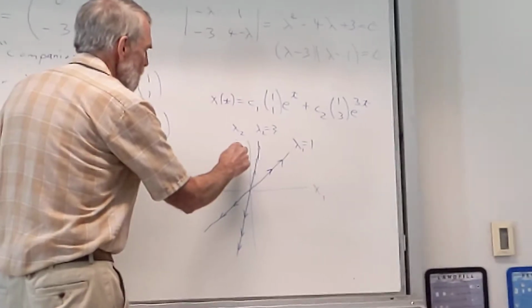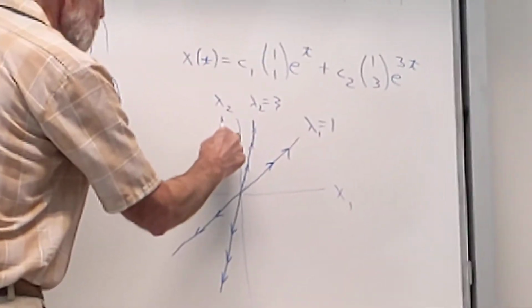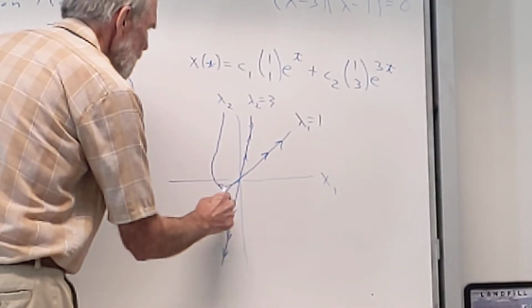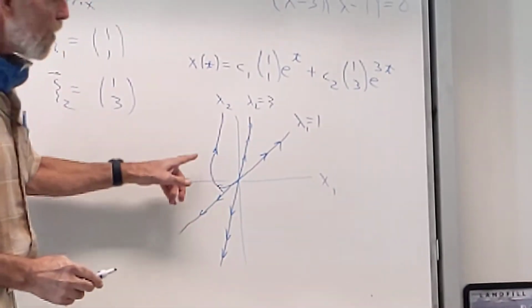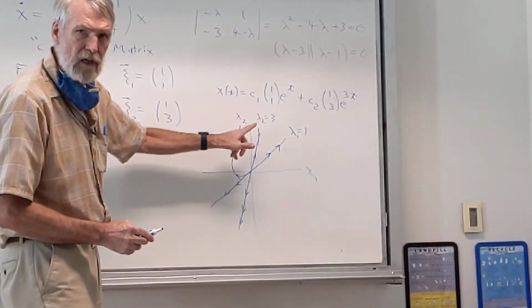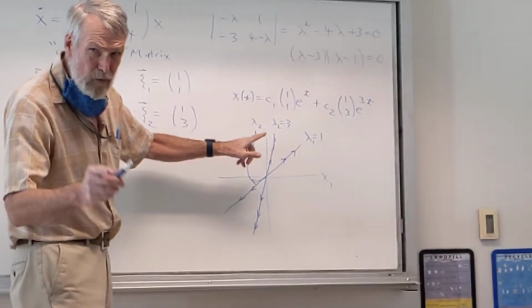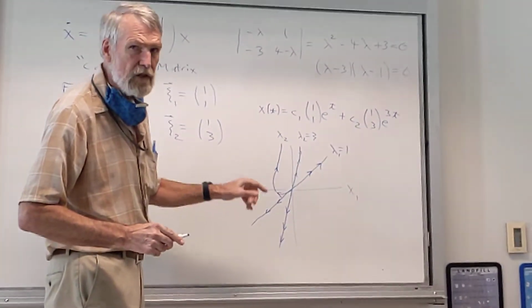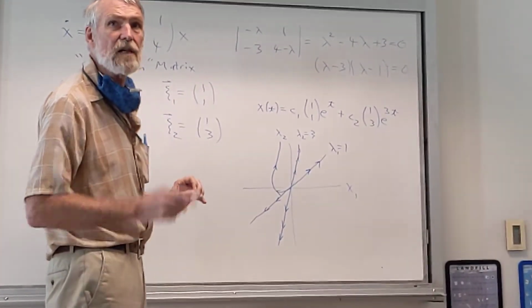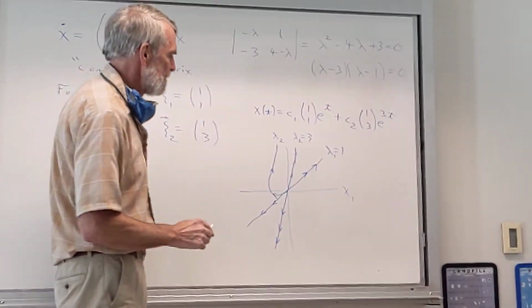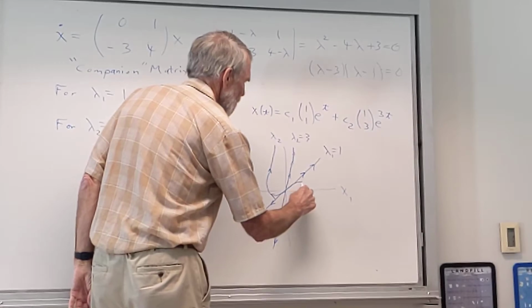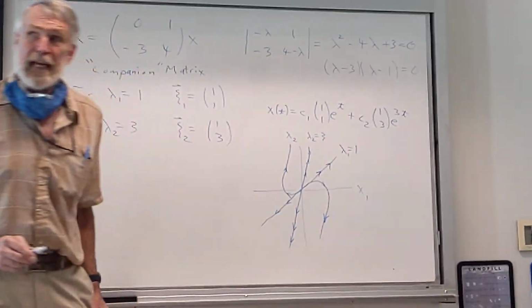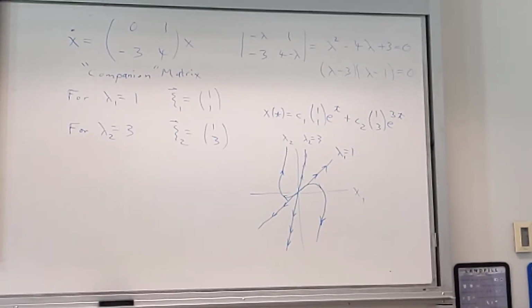So if we want to go backwards in time, we're going to start by going parallel to this one and then come in along the other one. Why? Because it's growing faster in this direction. You agree e to the 3t grows faster than e to the t. That's all it's saying. If the value of lambda is positive, it goes away from the origin, and if it's negative, it goes towards the origin.